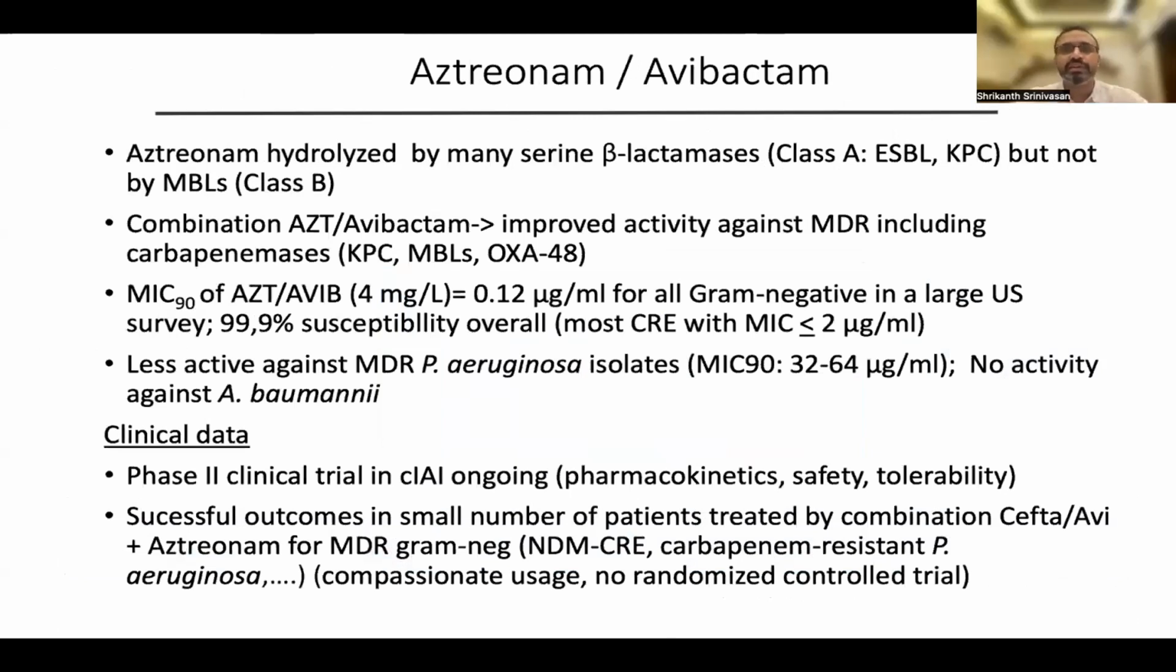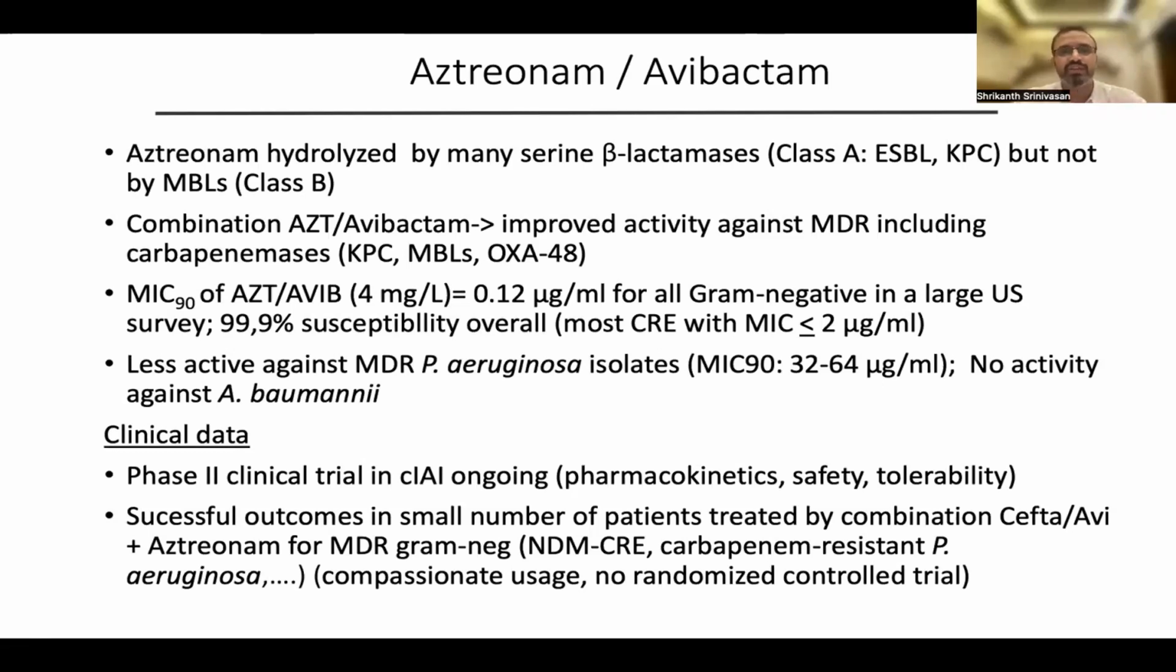Newer thing is aztreonam and avibactam. We were talking about ceftazidime-avibactam. Now we talk about aztreonam and avibactam. Aztreonam is hydrolyzed by many serine beta-lactamases, class A, ESBL, but not by metallo-beta-lactamase. So the only advantage of adding aztreonam to avibactam is that we know that avibactam had no activity against metallo-beta-lactamases or the NDM strain, class B. But when we add aztreonam to avibactam, this helps us to overcome that resistance to NDMs.